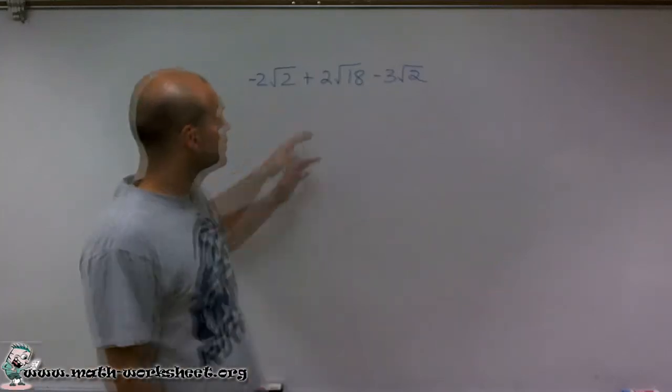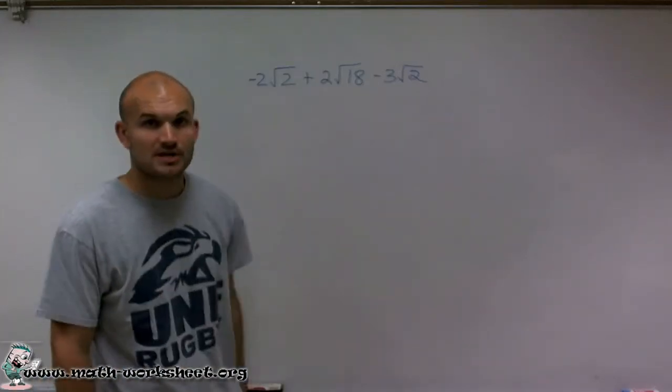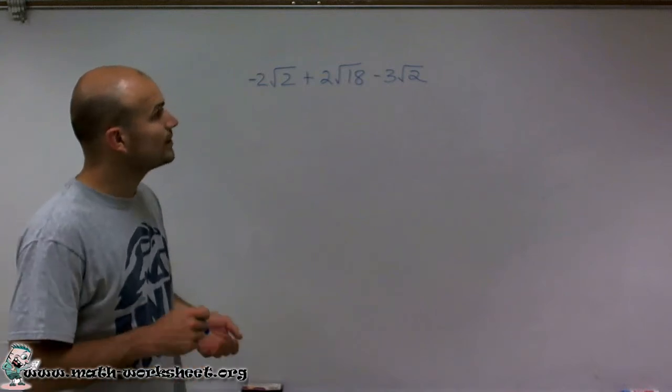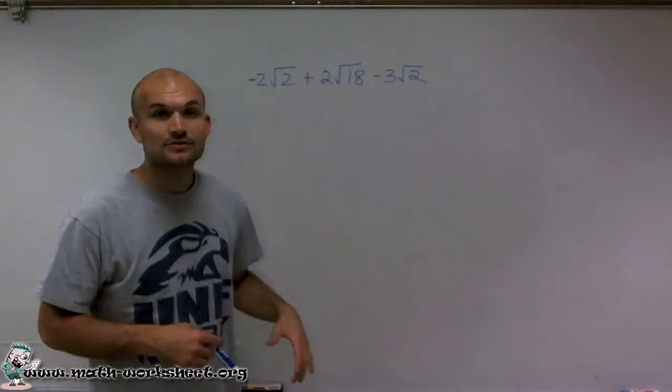Welcome. In this video I want to show you how to simplify this radical expression. We have negative 2 square root of 2 plus 2 square root of 18 minus 3 square root of 2.